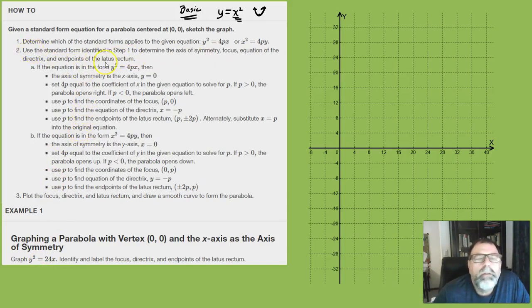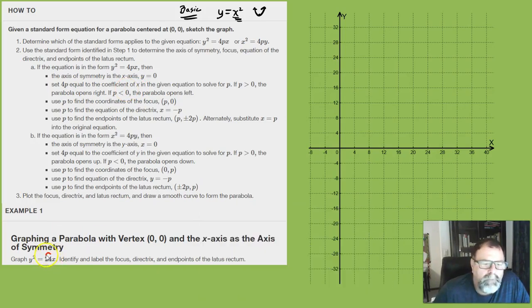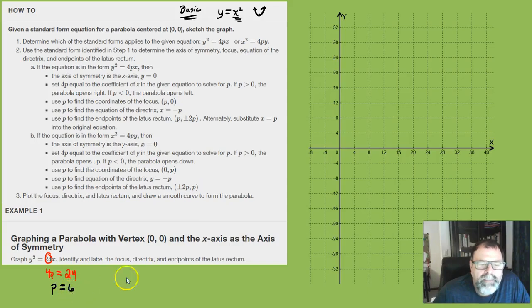All right, so use the standard form identified in step 1 to determine the axis of symmetry, focus, directrix, all that. So it's this one, it's A. The axis of symmetry is y equals 0. Y equals 0 is the x-axis. Set 4p equal to the coefficient of x. Okay, so this number here is 4p. So we solve for that. So divide both sides by 4, p is 6.